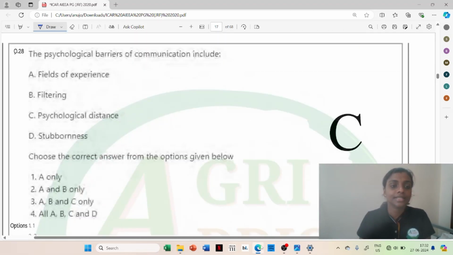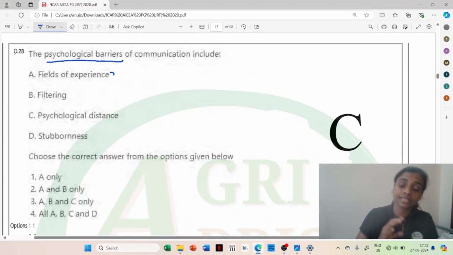Next question is the psychological barriers of communication. Psychological barriers of communication means whatever is related with the psychology of the communicator as well as the receiver. Whatever comes as a barrier to this will be considered as a psychological barrier. So the options we will see. First one is field of experience. Field of experience is a mental frame of reference, which means the things which are related with the past experiences and belief system of the person who is involved in the communication process. So obviously, whatever is related with his past or his belief system will influence the process of communication. So it can be considered as a psychological barrier.